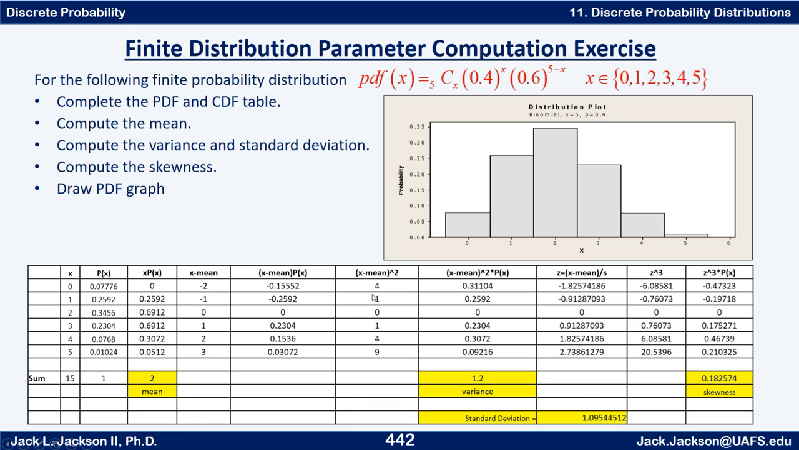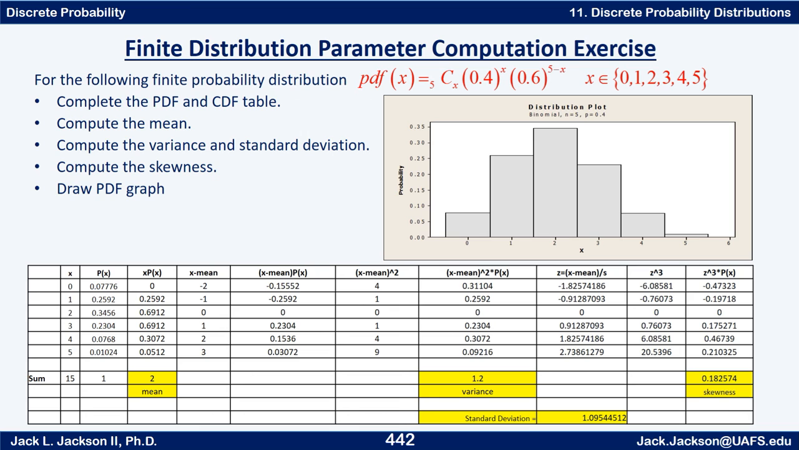0.07776 times 4. And by the way, how did I get 0.07776? Well, let's just plug the 0 in here. It's 5 choose 0 times 0.4 to the 0 times 0.6 to the 5 minus 0. And that's at least approximately that. Then over here, once I have these values in this column, I just add those up, and that's my variance. Square root of that's my standard deviation.